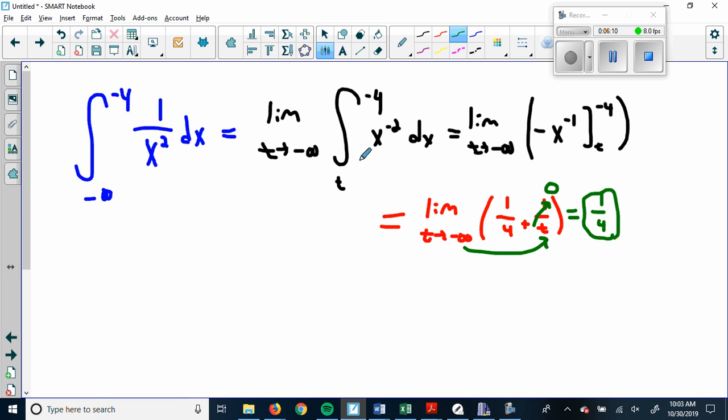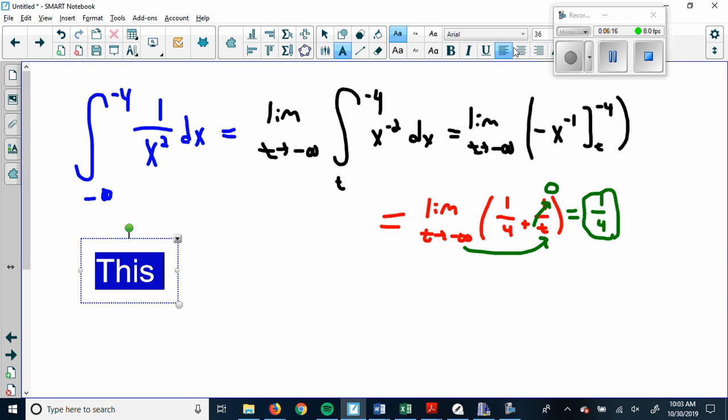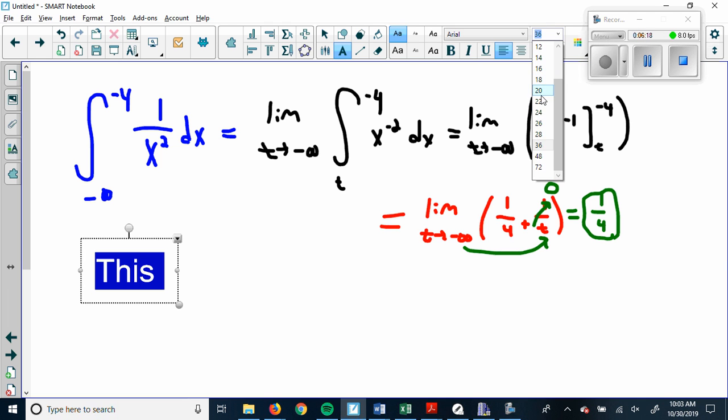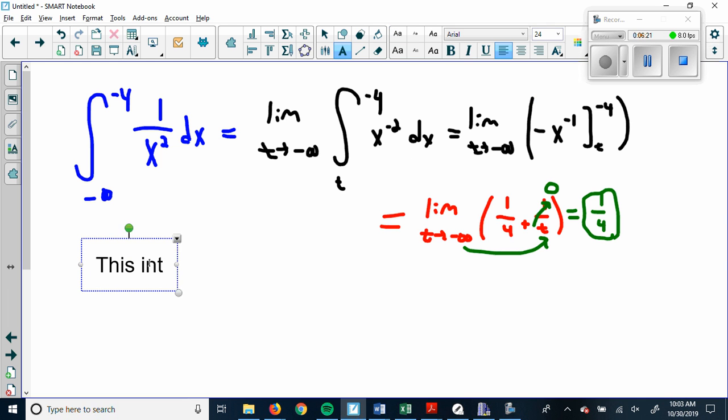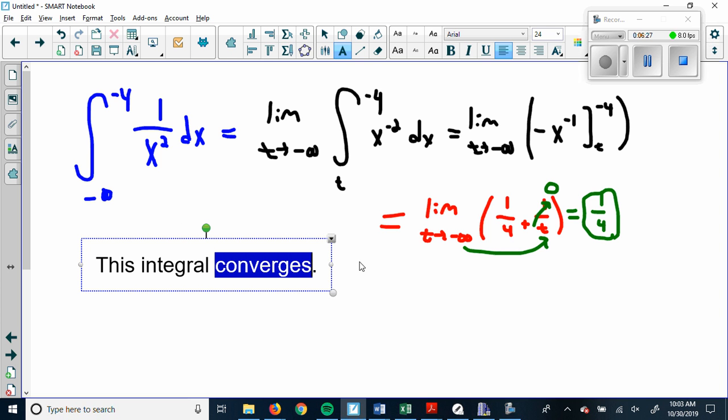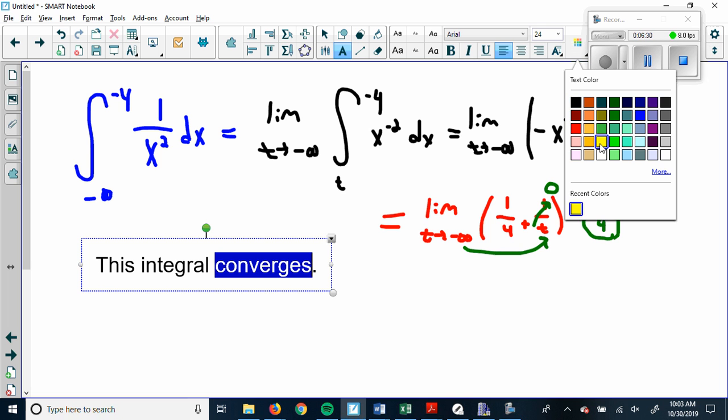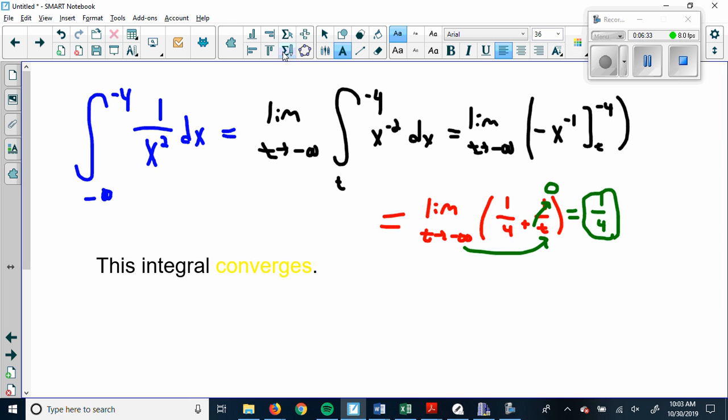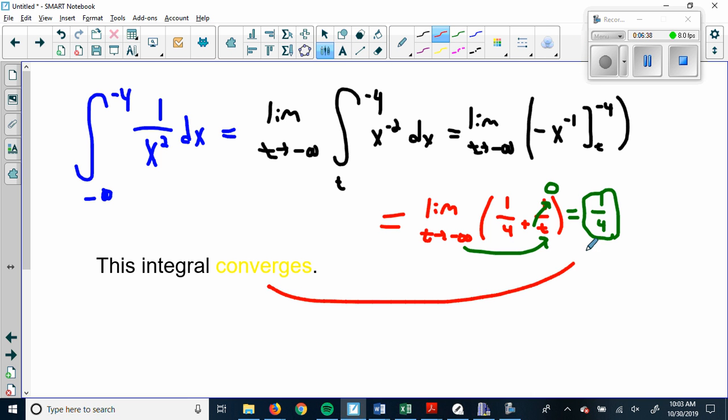Oh, I forgot something important here. We will say that this integral converges. It converges to the value, and we're going to put this in a lovely color of yellow again. It converges, and where does it converge? It converges to the value of 1/4. And so that's what we mean by improper integrals. We have this infinity here, or maybe infinity up top, and we're going to look at a lot of those. When does it converge, or when does it diverge?